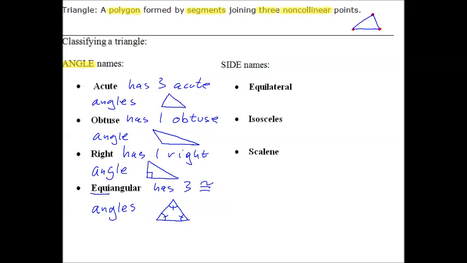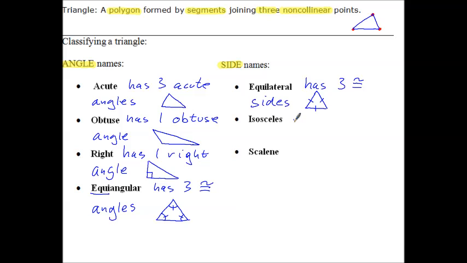The other way to classify triangles is by their side names. An equilateral triangle, similarly to the equiangular one, has 3 congruent sides this time. Equilateral means the same sides. And if I draw something that's supposed to be an equilateral triangle, I also better make those congruent marks for those 3 sides, indicating that those 3 sides have the same length, that they are congruent.